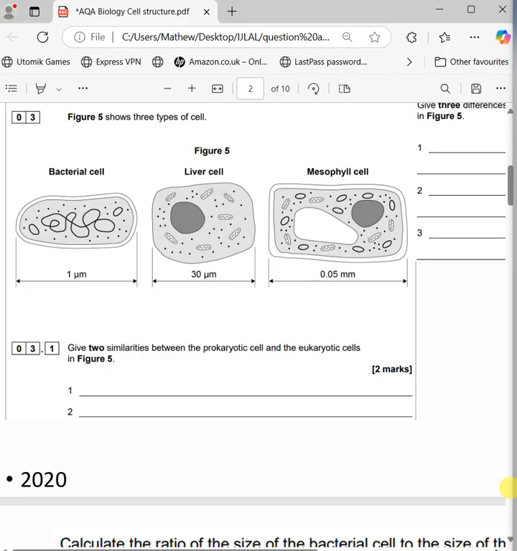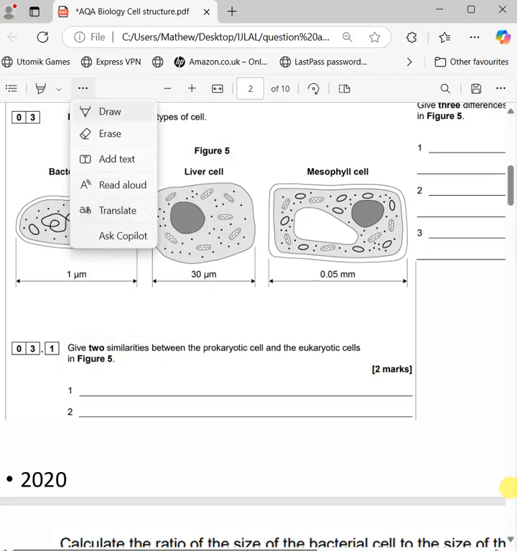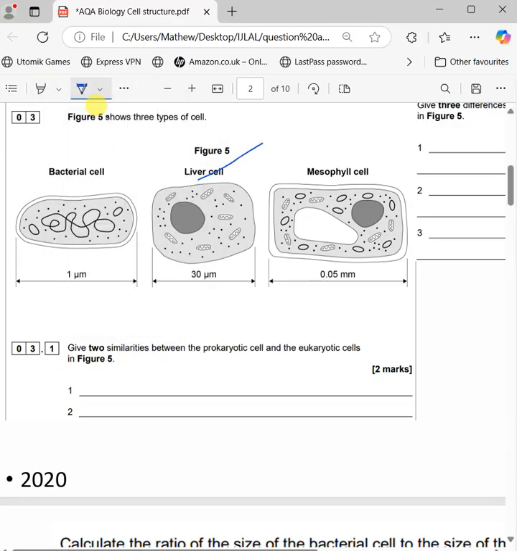Now, bacterial cells are prokaryotes, liver cells are animal cells. Obviously, only animals have liver, and mesophyll cells are plant cells. They say give two similarities between the prokaryotic cell and the eukaryotic cell. Both liver cell and mesophyll cell are eukaryotic cells. However, only the bacterial cell is a prokaryotic cell.